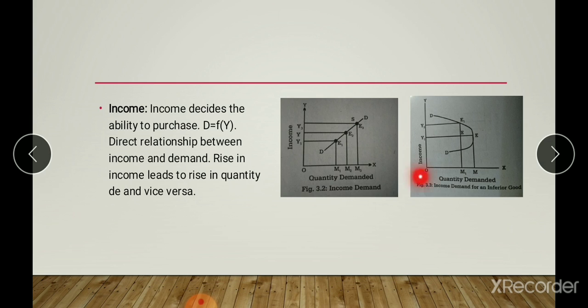Okay, so this is shown in this figure. Here OX axis represents quantity demanded and OY axis represents income of the consumer. DD is the demand curve. When the income level is OY1, the quantity demanded is OM. When the income of the consumer increases from OY1 to OY2, the quantity demanded for an inferior good decreases from OM to OM1. Okay, this is the backward bending demand curve. It is shown in this figure. So, for the inferior goods, when the income of a consumer increases, the quantity demanded for inferior goods is decreasing. So, it has a negative relationship.